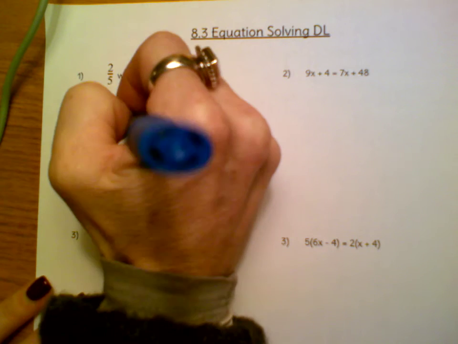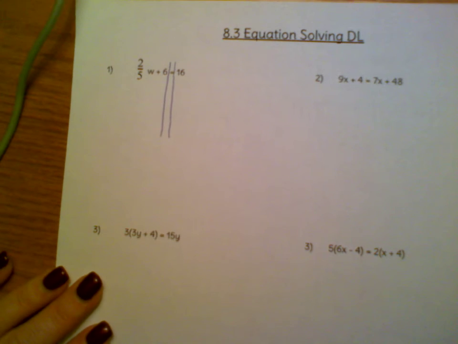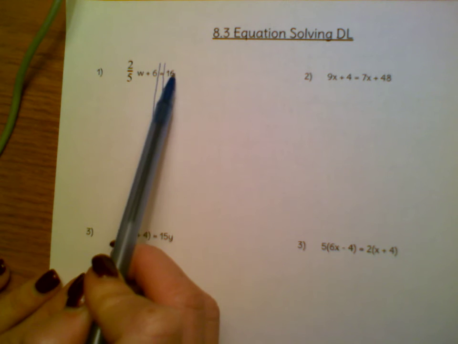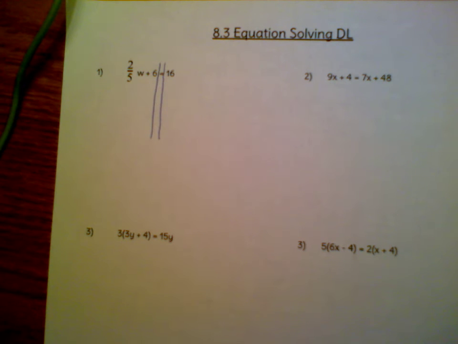I'm going to always put some railroad tracks in. And the first thing I want to do is on one side of the equals, if I can do any work, I need to. But I can't combine these. There's nothing to do over here. That's when I'm ready to add the railroad tracks and start moving things.